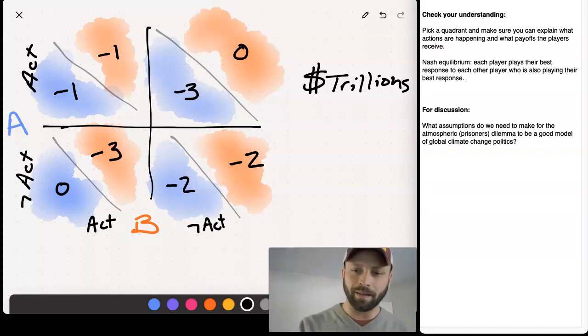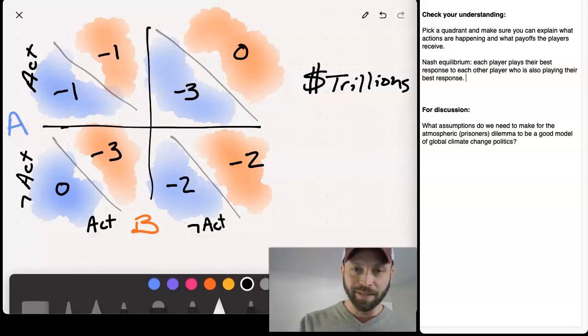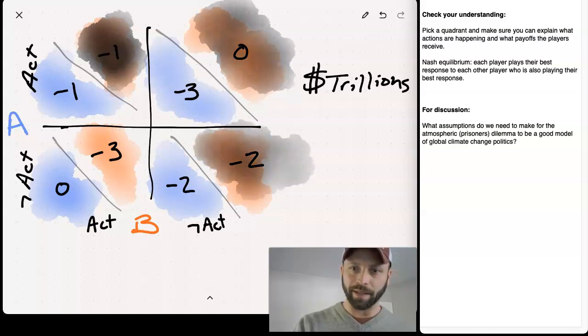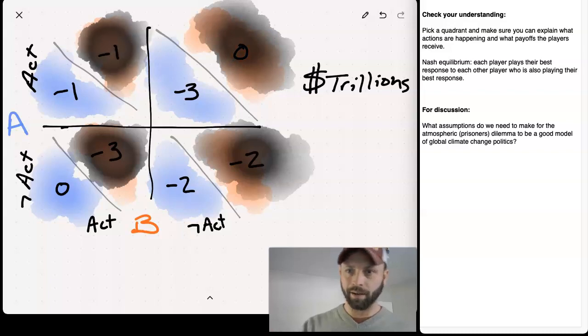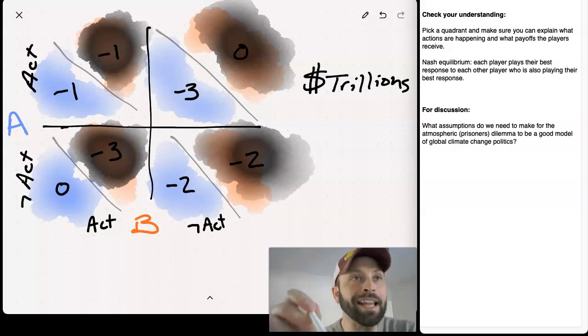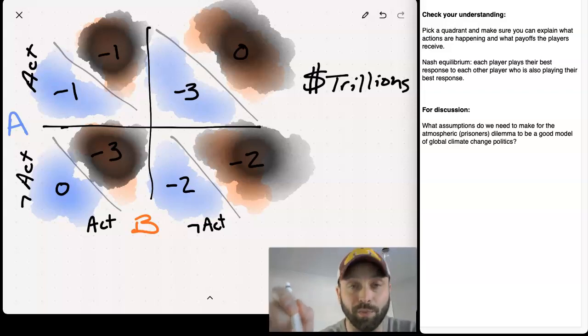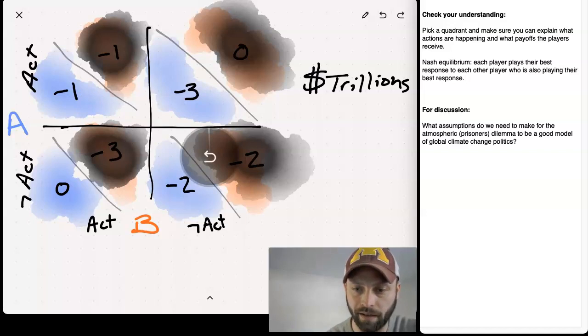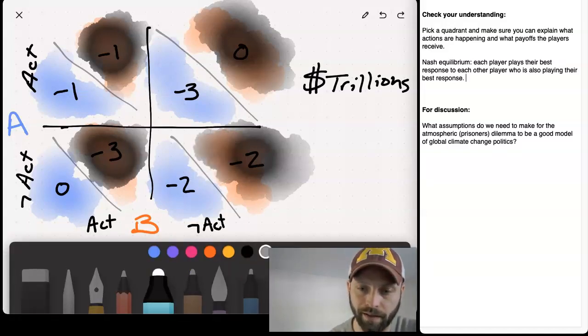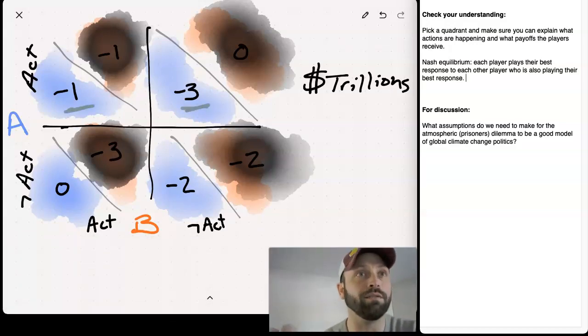Okay, so let's think about player A's perspective. Because we're thinking about player A's perspective, we're just going to forget about player B's payoffs. Ignore that. So we're going to look first at this: I'm player A, I decide to act. Then I can see that if I act and player B acts, I lose $1 trillion. If I act and player B doesn't act, I lose $3 trillion. I'm just reading across the first row.